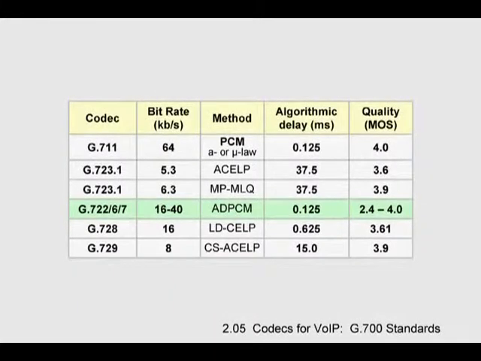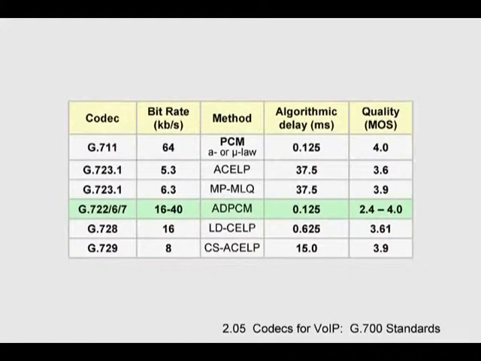125 microseconds, 0.125 milliseconds. This is what we have in regular coding at 64 kilobits per second. The ADPCM technique also does this. But look what happens to the quality. If we go down to 16 kilobits per second, the mean opinion score drops down to 2.4. So we're getting down close to poor quality speech.